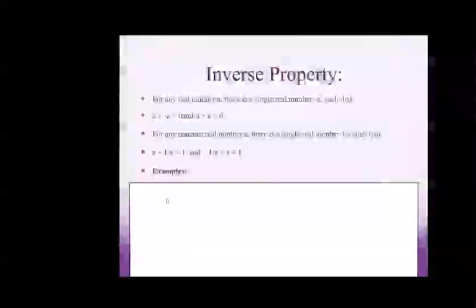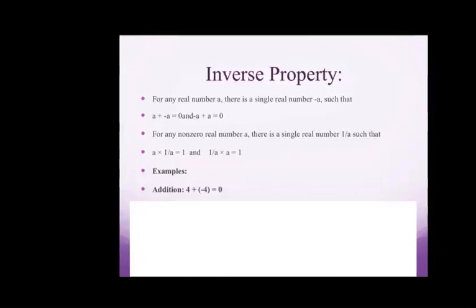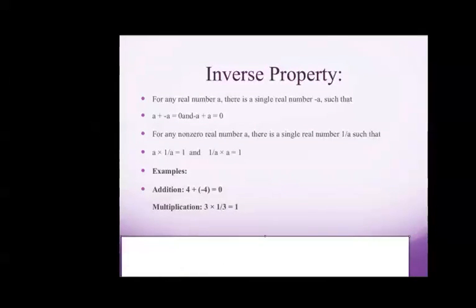So let's look at some examples right here. So for addition, positive 4 plus negative 4 equals zero. So these are additive inverses. You use additive inverses a lot when you're solving equations. Here is a multiplicative inverse. You also use this a lot when you're solving equations. 3 times the reciprocal, 1 over 3, would give us 3 over 3, which equals 1. So this is our multiplicative inverse.